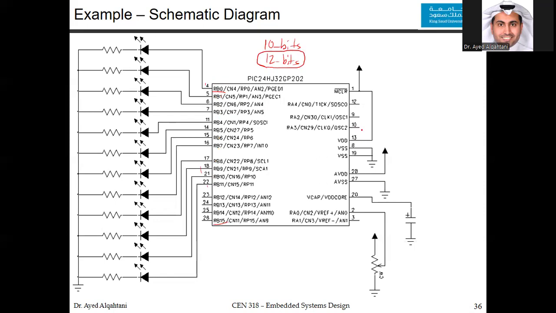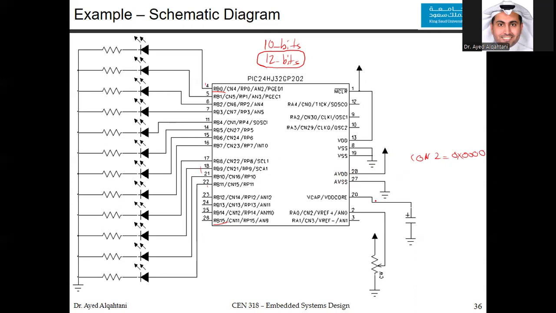We have the minimum connection. We discussed this before. We have the master clear, you have the VSS. Now for the AVDD, we connect it to the voltage source. The AVSS is on the ground. Now, if we choose control register number 2 to be 0x0000, then we will use these values, the VDD and the ground, and we're done.